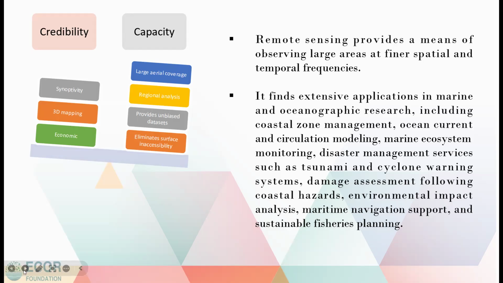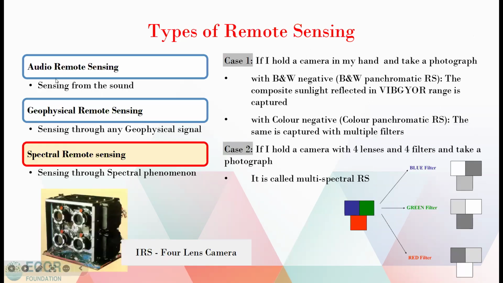So this slide explains basic types of remote sensing. One is audio based, second one is geophysically based, and third one is spectral remote sensing. So it is very important for our ocean studies.